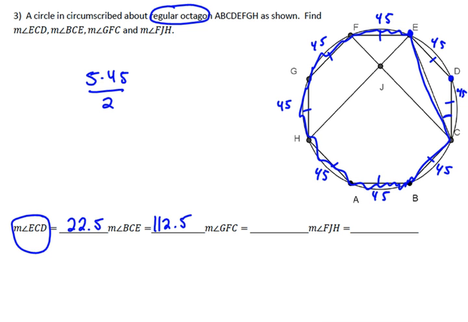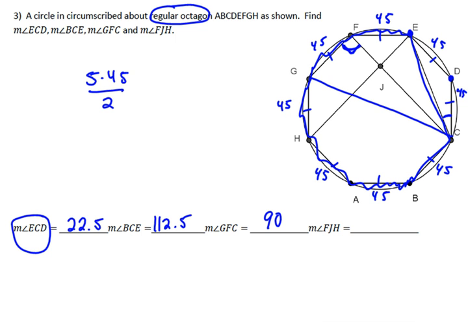GFC is going to be this angle right here. Well, if you notice, GC turns out to be a diameter because it takes half of the octagon, and so GFC is just a right angle. 4 45s is 180, divided by 2 is 90, but it's just a right angle there. And so that's a very valuable thing.